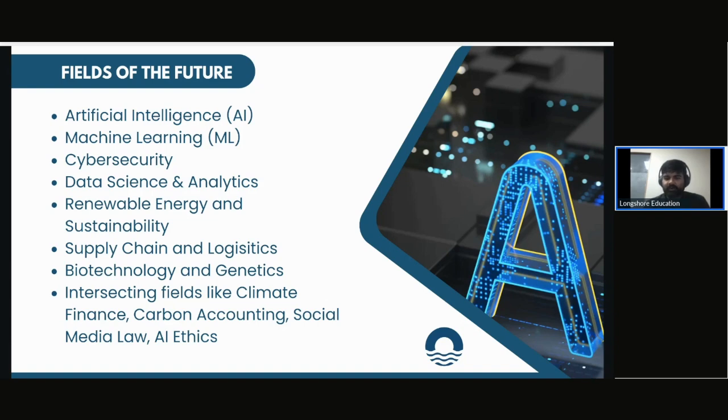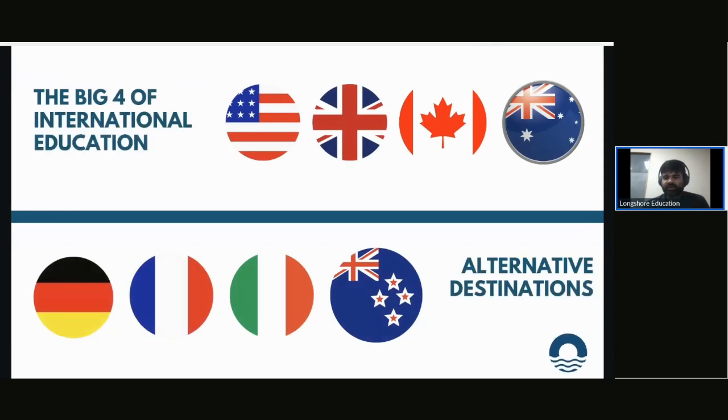Okay, so let's move on. So we covered a little bit about the course that you want to study, the aspect of academics, which fields of study might be good in the future. But let us talk a little bit about the countries. So there is the big four of international education, which I have posted up top. You've got the US, the UK, Canada, and Australia.